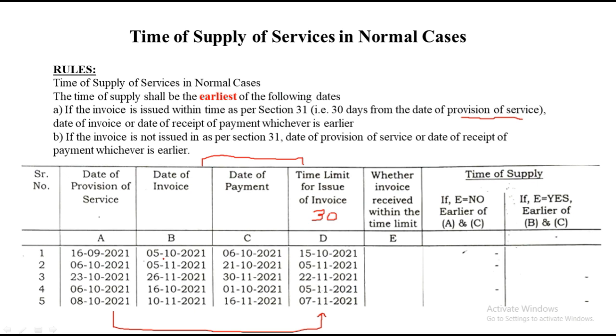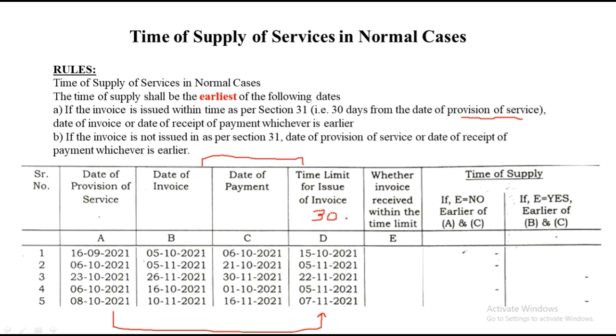The rule is whether it is earlier than the time limit or after the time limit. Now if you look carefully, the date of invoice is before the time limit. So it is written: whether the invoice is received within the time limit. Yes, it is within the time limit. It shouldn't go ahead. If it goes ahead, then there's another rule. If it is before the time limit or on the time limit, there's another rule.